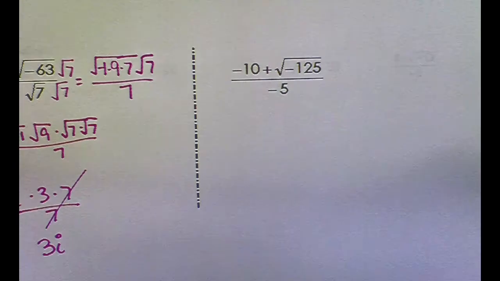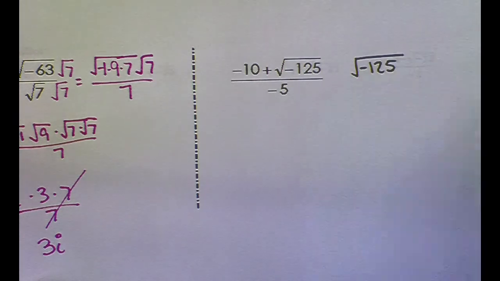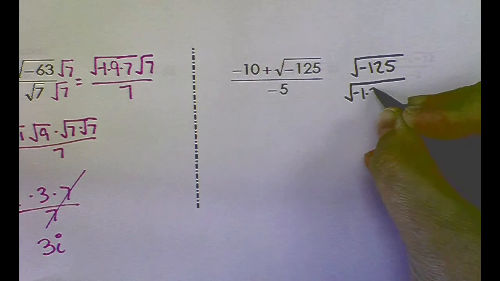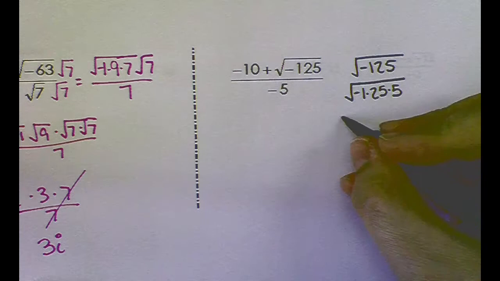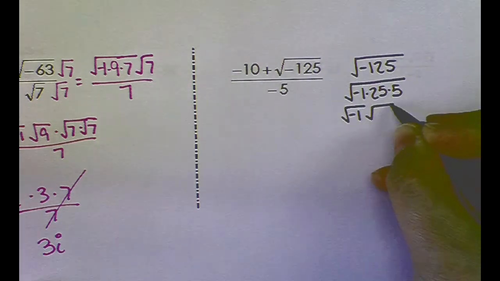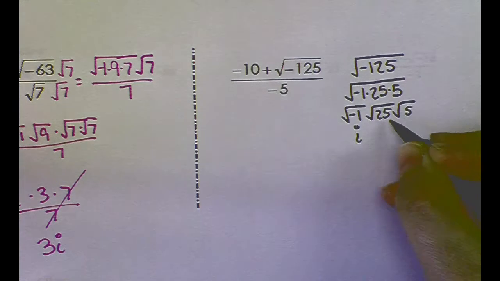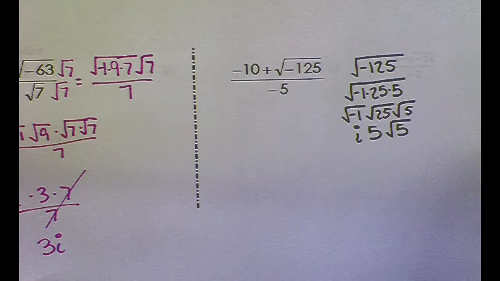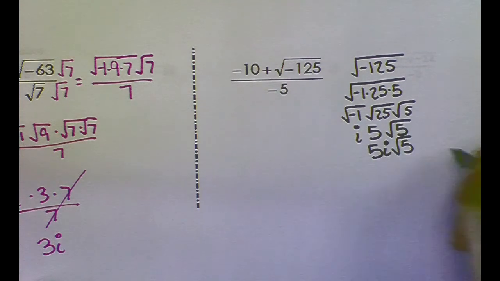For the next one, let's simplify our square root of -125. Let's just do that off to the side here. I know I want to pull out that -1, and I know 25 is a perfect square. That times 5 makes 125. So I take each square root individually. Square root of -1 is i, square root of 25 is 5, and the square root of 5 is stuck. So really that is 5i square root 5.